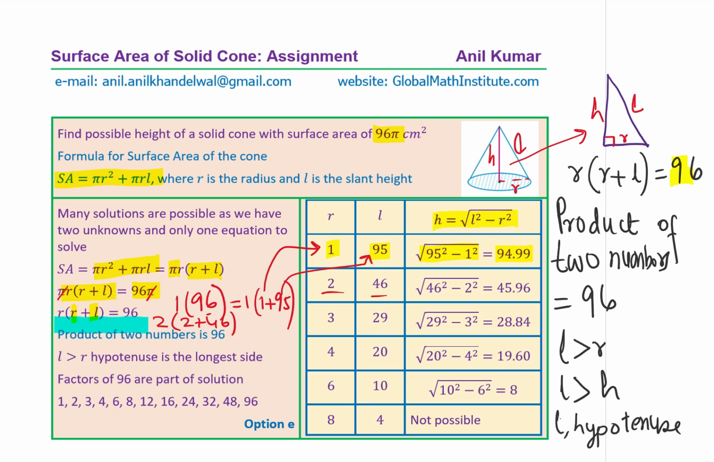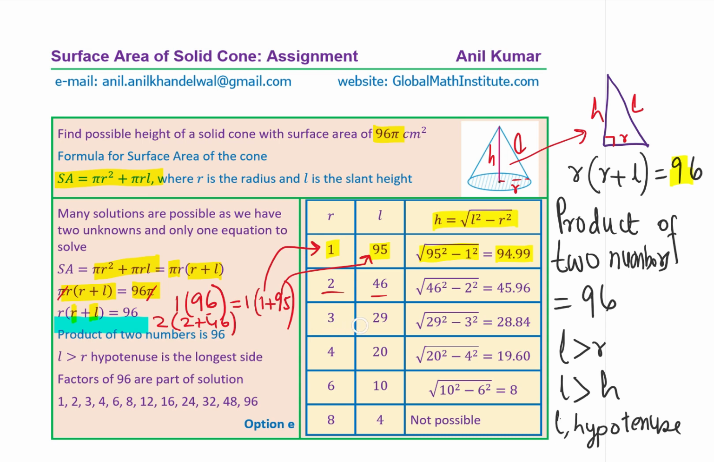Correct? So when you have 2 as R, 46 as L, H is the square root of 46 square minus 2 square, which comes out to be 45.96. Remember, we are looking for integer values, since the options given to us were 5, 7, 8, 9, and 10. Okay, so that could be the answer, but not the answer we are looking for.